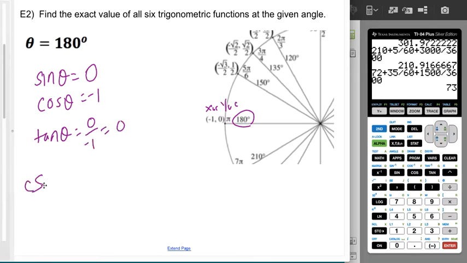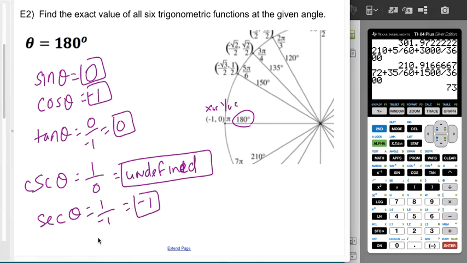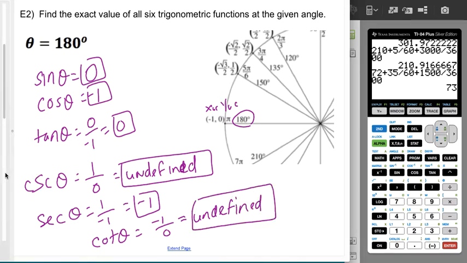But when I go to the flipped versions, my cosecant theta is going to be 1 over 0, and the word for that is undefined. That's not a number. There you go. All right. My secant is going to be 1 over -1, which is just -1. And my cotangent is also going to be a number over 0, which is called undefined. So you can't leave it as 1 over 0 or -1 over 0. You have to write that it's undefined.